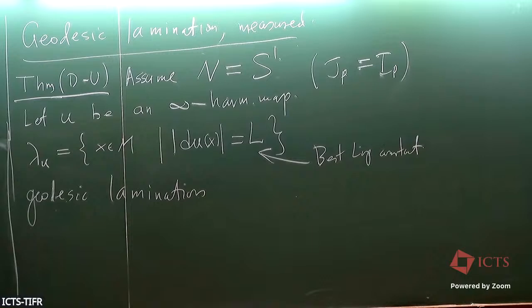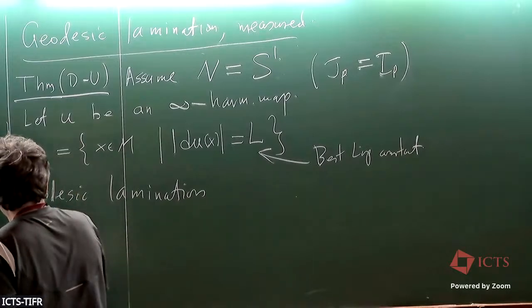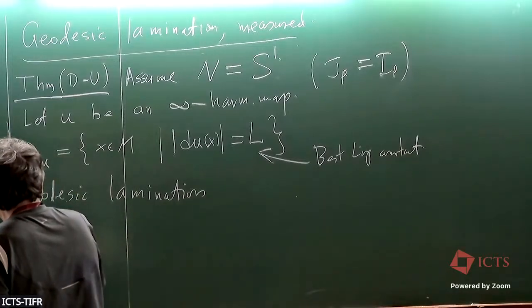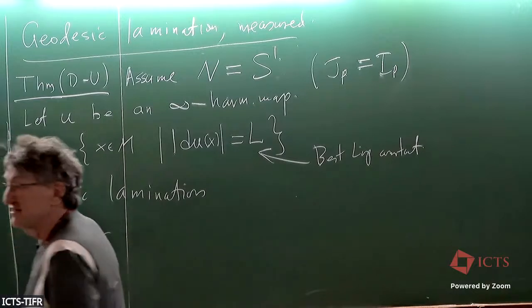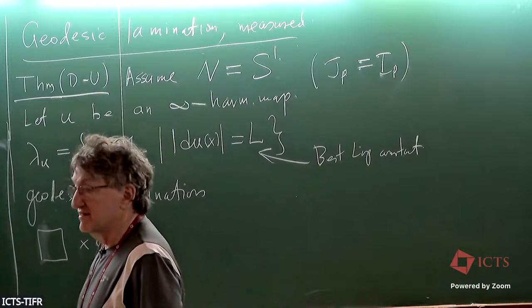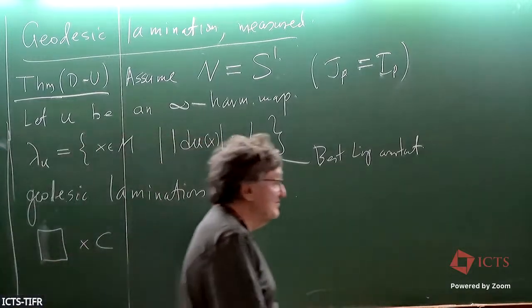It's something that looks local in the charts, something like a box times n-1. So in 3 dimensions it would be this cross a Cantor set. Okay, so it's a one-dimensional geodesic lamination.